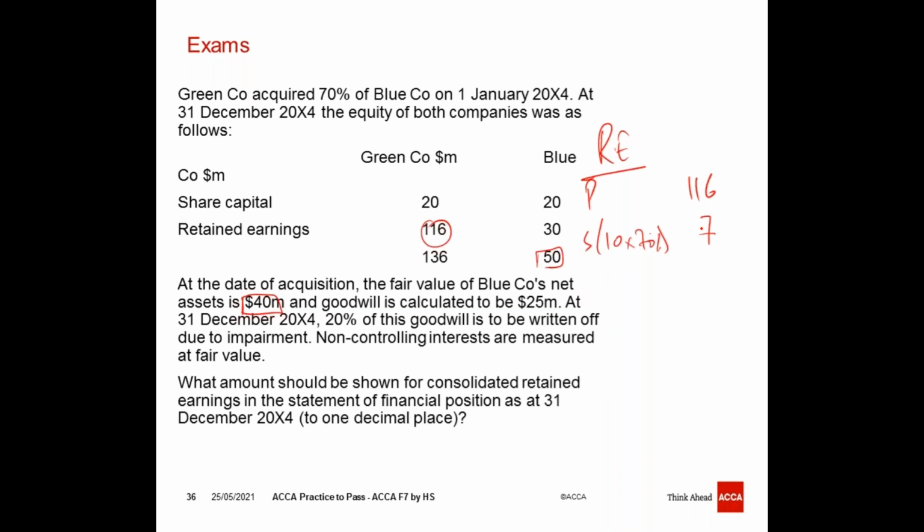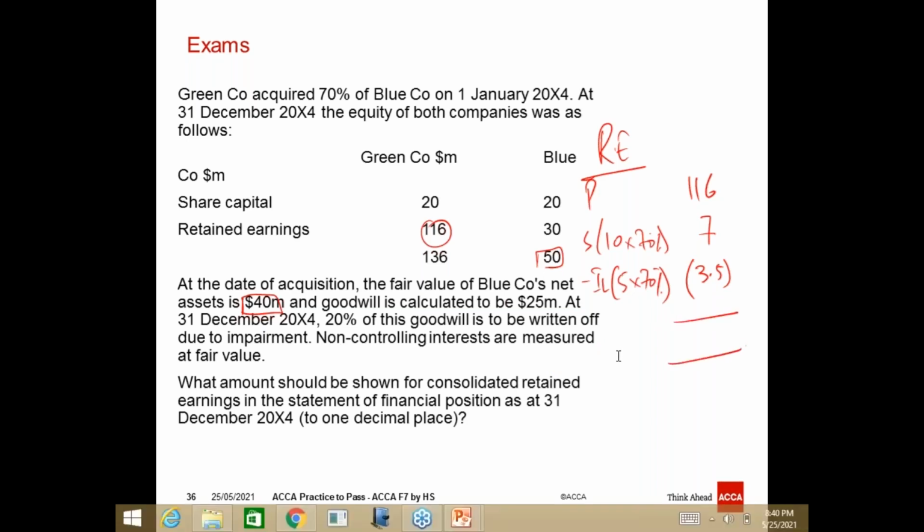25 is the value of the goodwill, and 20% of this goodwill is written off. So there is an impairment loss of 25 into 20%, which is 5, into 70%. The amount will be 3.5. So this will be the final answer for this question.